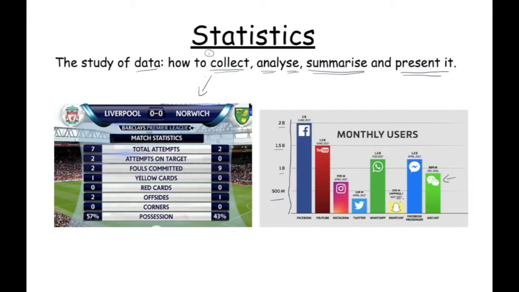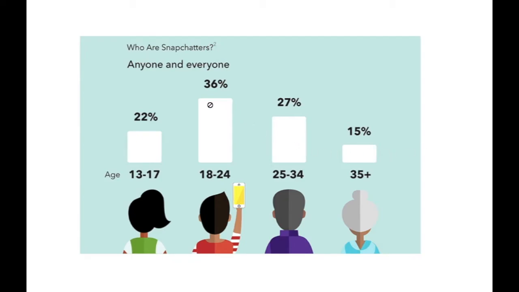Now, this is 2017. But these are statistics but they've been presented. We don't know how they collected this data. We don't know how they analyzed it. We know they summarized it so that we could see it like this, so that we could see each category, each different types of social media. We could see how many people use it. But presenting it, they presented it using a bar chart. Okay, so here's another example.